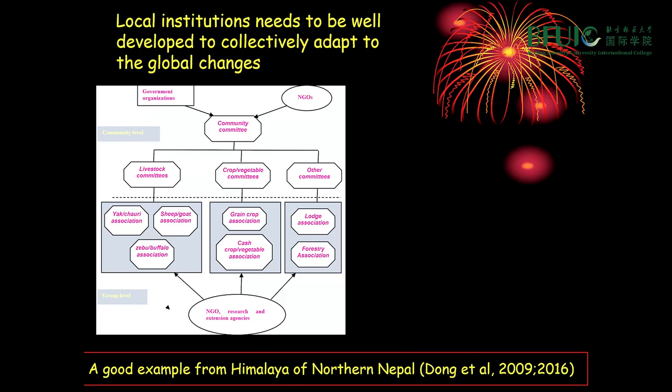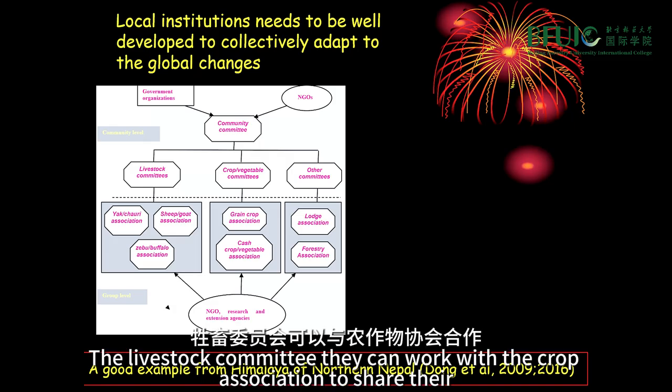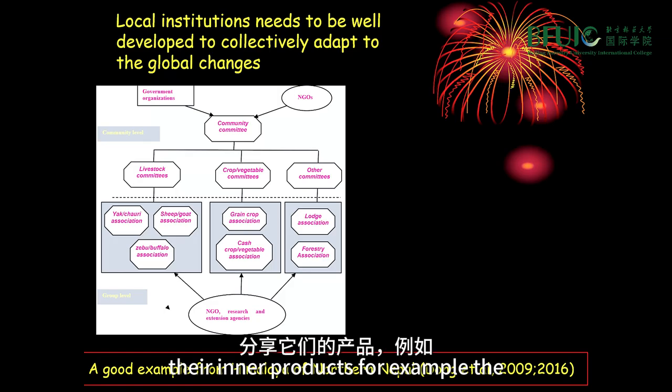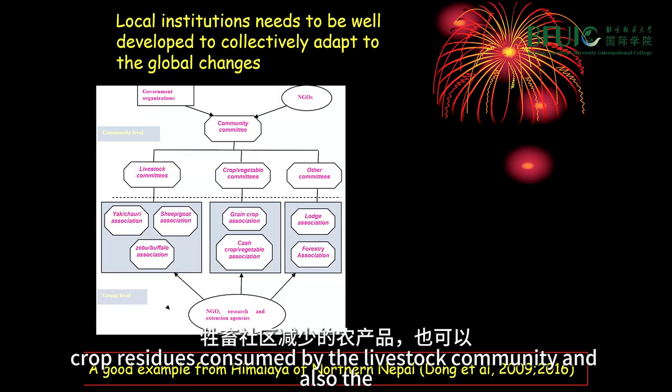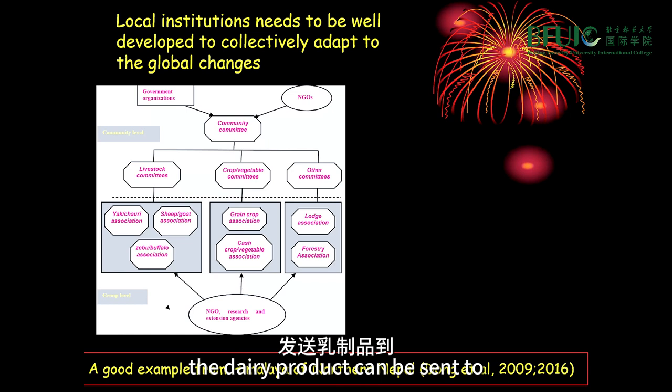For example, the livestock committee can work with the crop association to share their end products. The crop residues can be used by the livestock community, and the dairy products can be sent to the crop community to consume. These are very good local organizations.